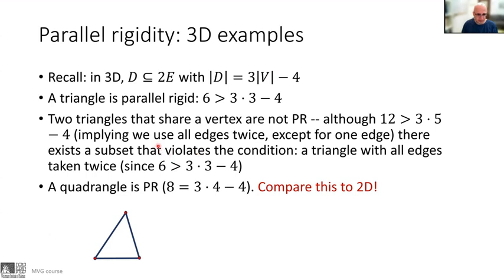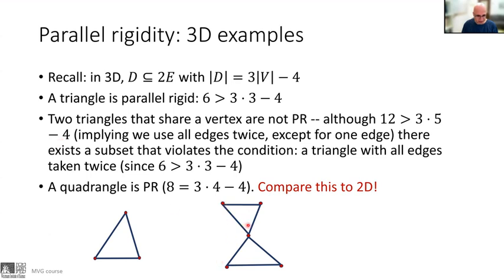Two triangles that share a vertex are not parallel rigid. Why? First, see that 12, that's 2 times the number of edges, is more than 3 times 5 minus 4. We have 5 edges, so 3 times 5 minus 4 is 11, right?